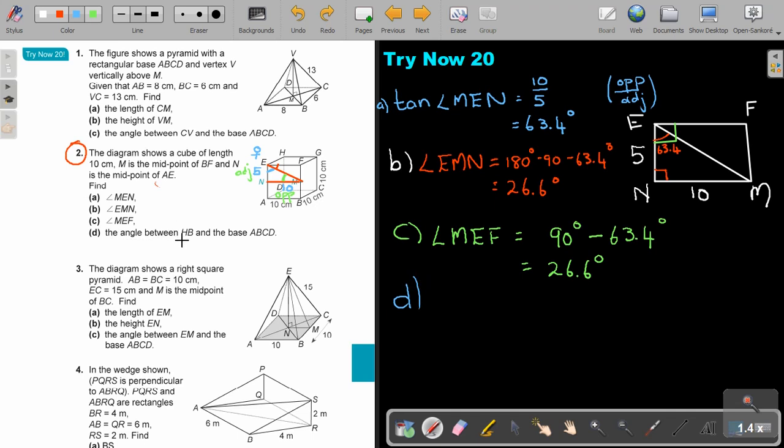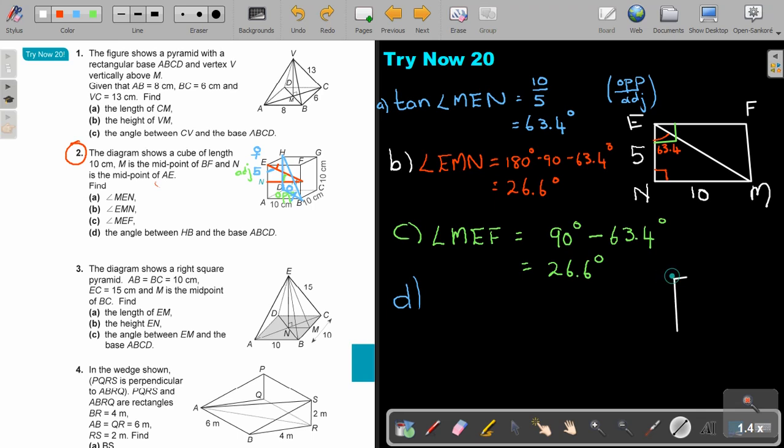The angle between HB, where's HB? Can I just show you in the sketch again? There is HB. HB and the base ABCD. So it's almost like that angle there. Now, let's just see what I need in that one. It's again the triangle, so it's almost like I want to work with that and that. Do you see? So first, it's almost like the previous one, I must first get the base.